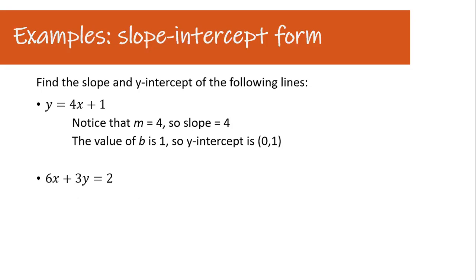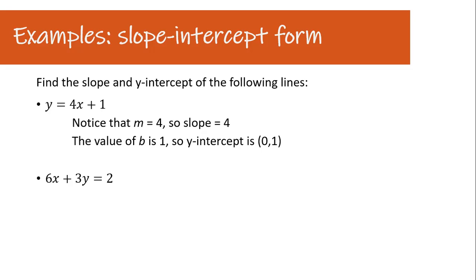Let's look at an example. For our first one, we have y equals 4x plus 1. Here, remember mx plus b, so m is 4. So our slope is simply 4. Plus 1, that constant term, the value of b is 1. So our y-intercept is (0, 1). The y-intercept is at a height of 1.